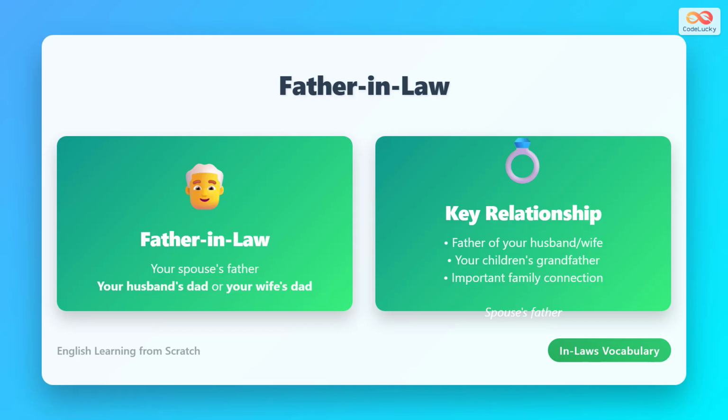Father-in-law means your spouse's father. This is your husband's father or your wife's father. He becomes your father-in-law through marriage. He is also your children's grandfather from your spouse's family.